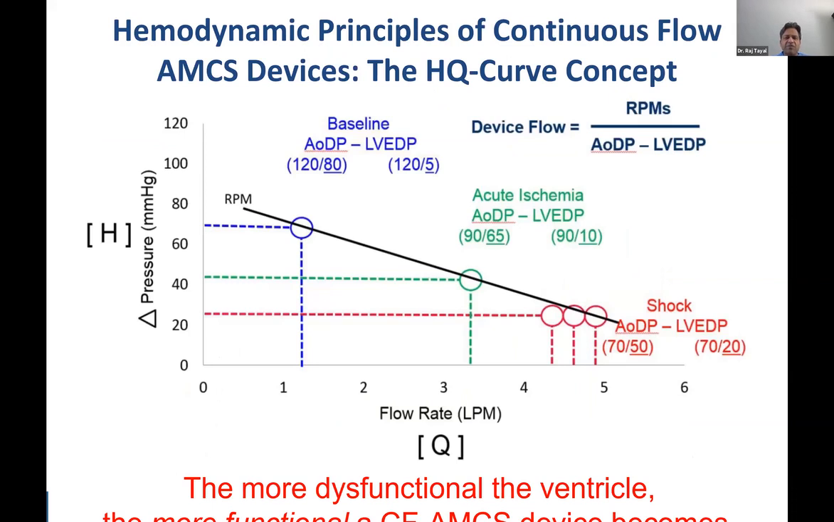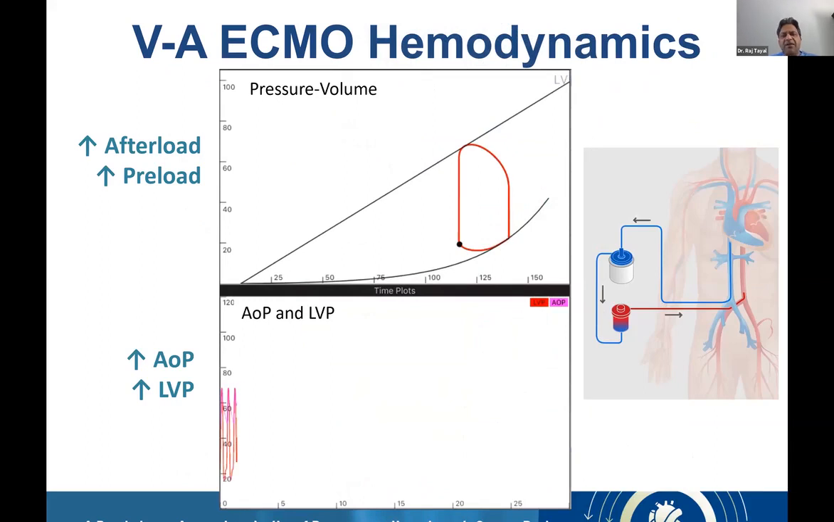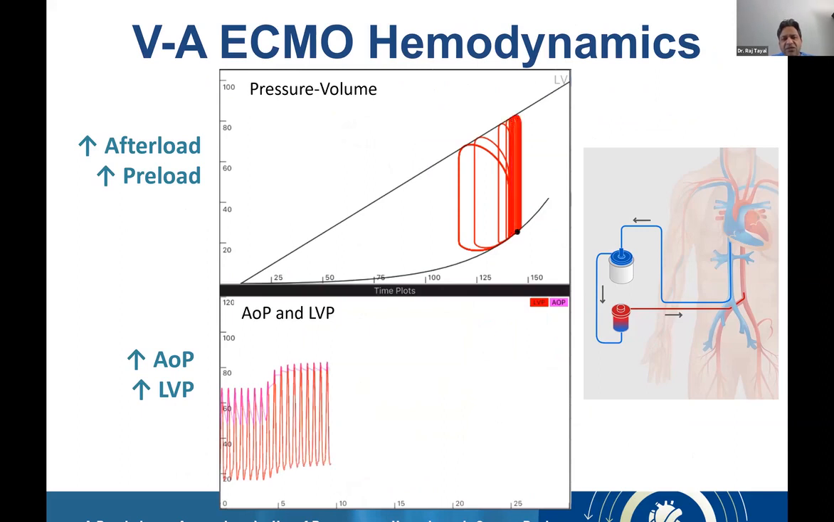Some of the hemodynamic principles behind continuous flow revolve around decreasing the end diastolic filling pressure and improving the oxygen available for the system. So the more dysfunctional the ventricle, the more functional this device becomes, almost inversely. Now, comparing the hemodynamics here to VA ECMO, you can see that VA ECMO actually results in increased afterload as well as increased preload. So it is not an unloading device. However, it will result in increased aortic and left ventricular pressures.